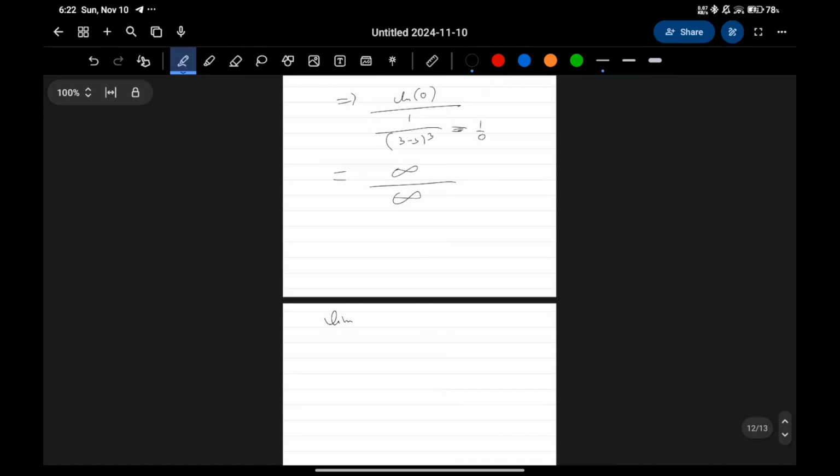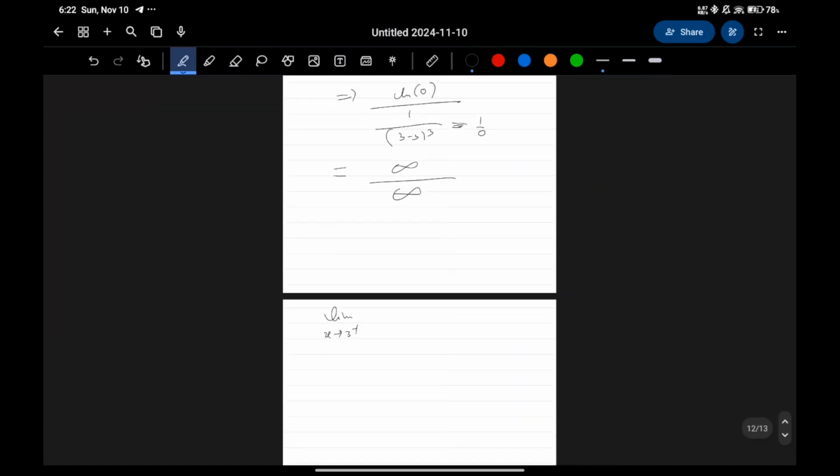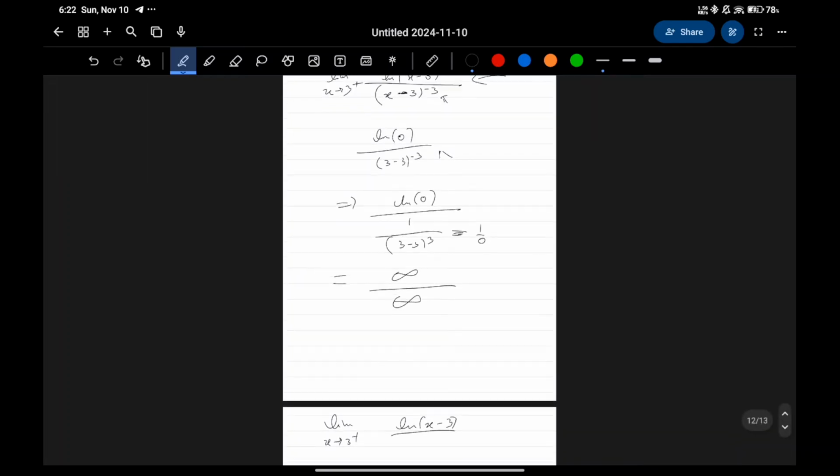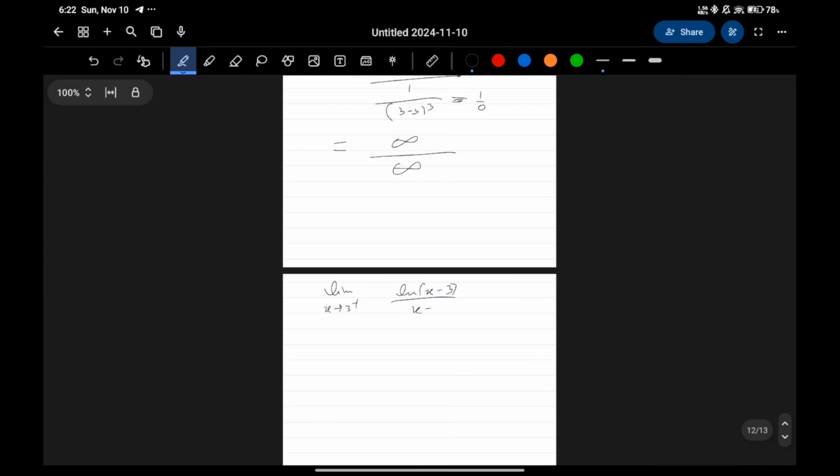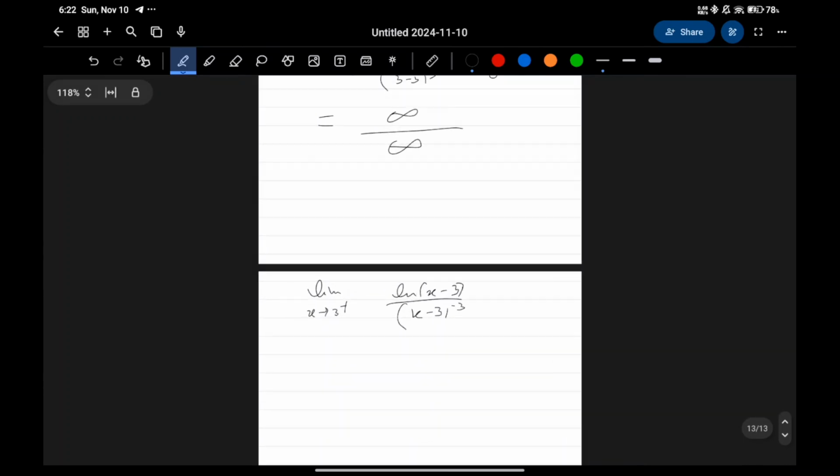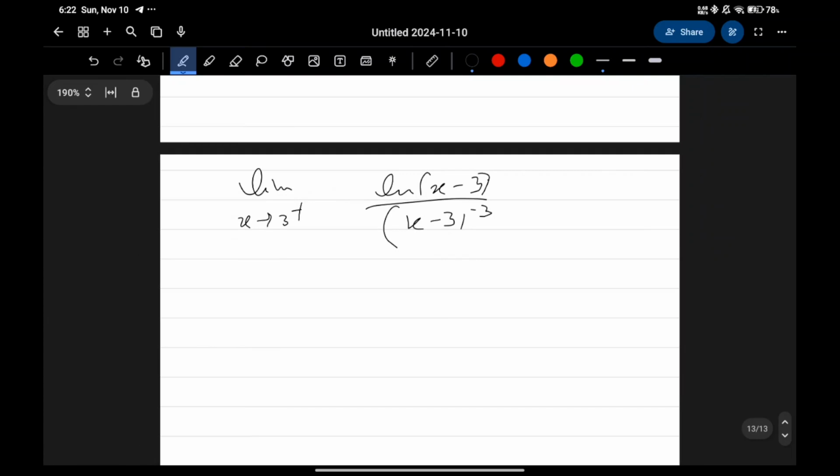Limit of x goes to 3 from the right, log of x minus 3 over x minus 3 with the power of negative 3. Now let's use L'Hopital rule. Basically, because we got infinite over infinite, we can now use the L'Hopital rule. Always write that whenever you are using L'Hopital rule, you need a solid reason to use it. You cannot willy-nilly just plug in L'Hopital rule anywhere, okay?